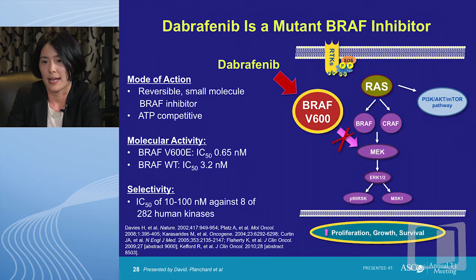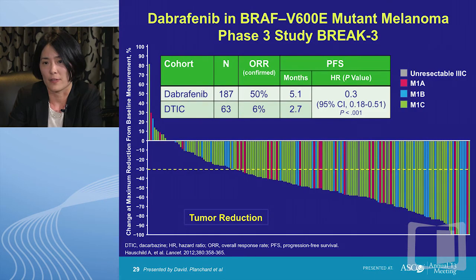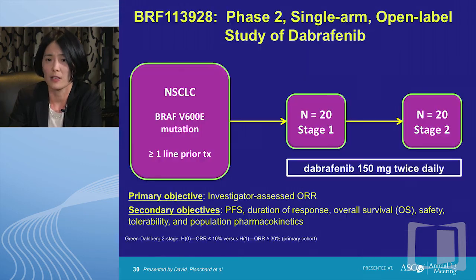Now, there's data presented at ASCO this year of dabrafenib, which is a BRAF inhibitor. It's specific for BRAF V600E. And many of you have seen this data already. This was data on the efficacy of dabrafenib in BRAF mutant melanoma. This is a phase 3 study, and there was dramatic activity of dabrafenib in this population of patients, particularly compared to standard therapy.